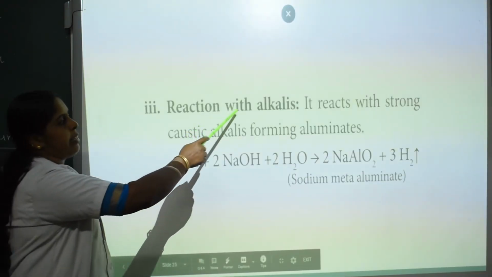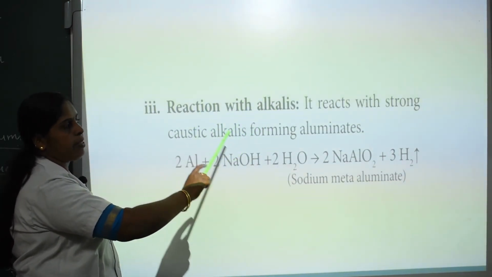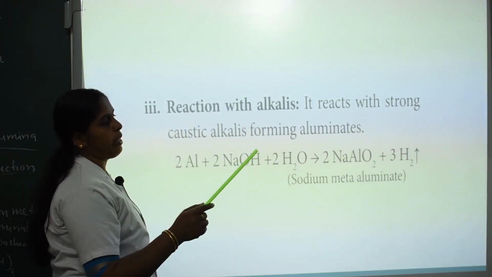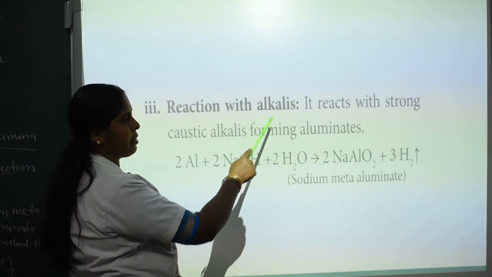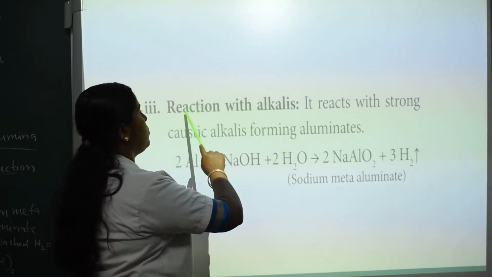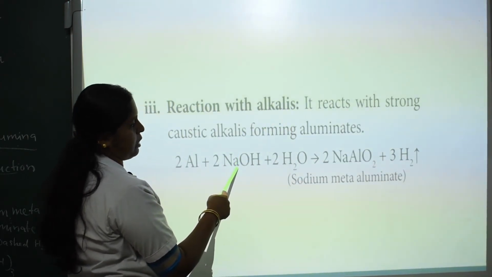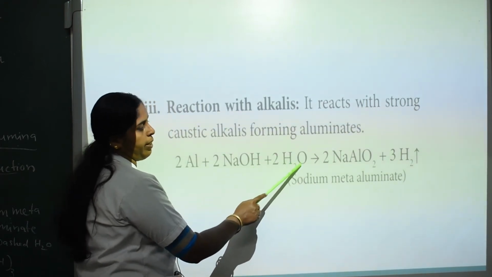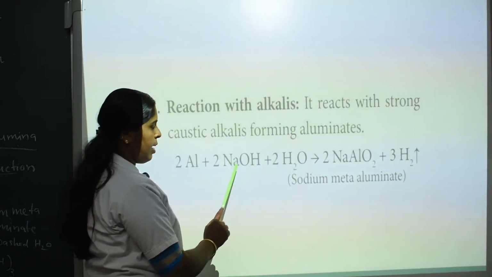Next, reaction with alkalis. Alkali means a base when mixed with water. Alkalis are sodium hydroxide, potassium hydroxide, etc. Aluminium reacts with strong alkalis like sodium hydroxide. A base with water is known as an alkali, so NaOH plus water is known as an alkali.